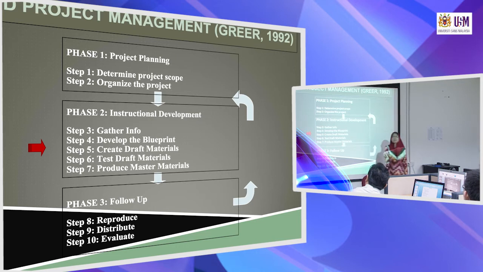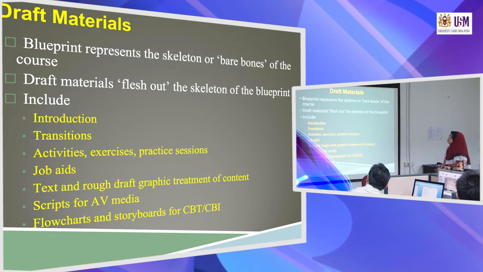Now we are going to create the draft materials. Okay, so the blueprint represents the skeleton. Just now you were doing the skeleton, or the bare bones, of the course, or the seminar, or whatever you are going to do for the project. Draft materials flesh out the skeleton of the blueprint, and include introduction, translation, activities, exercises, job aids, tests, text and rough draft graphic treatment of contents, script for audiovisual media, flow charts and storyboard for CBT or CBI.